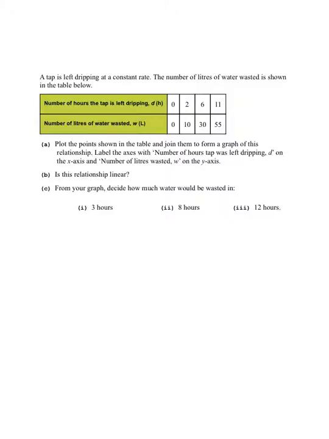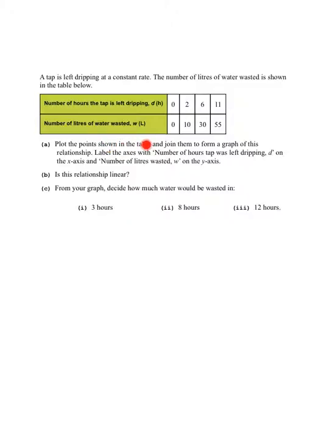So have a look. What do I do to 2 to get 10? What do I do to 6 to get 30? What do I do to 11 to get 55? Have a little think about it. It's definitely multiplying or dividing. It's not adding. Hopefully you got it. You have to multiply that number by 5. By 5, by 5. Do you see that?